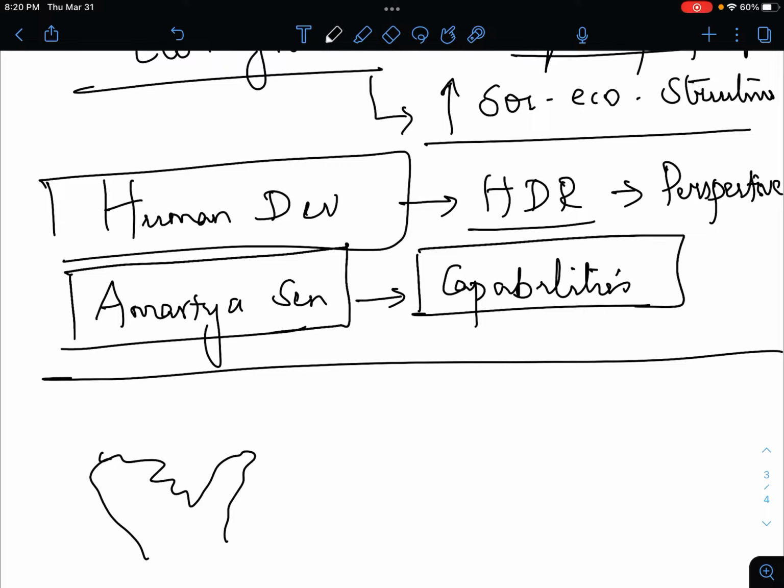Now, human development you must study because it is a part of your syllabus in perspectives in human geography in section B of paper 1. You must read about the human development report published by the United Nations.